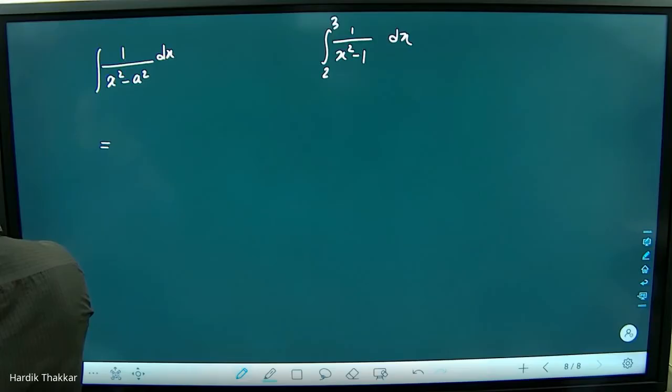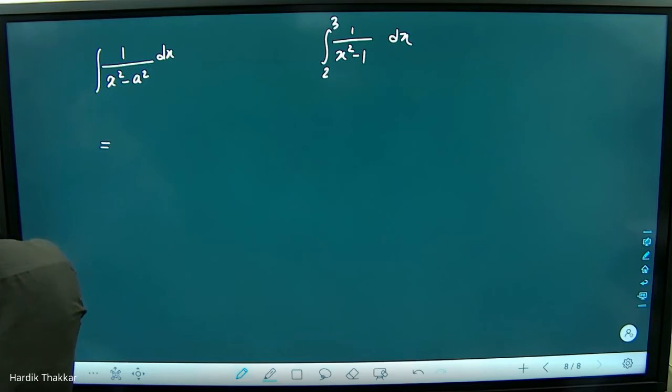Sir, the formulas which we have used in 7.6, like 1 by x square minus a square and something related to that, where we have to use those formulas, we can't use those formulas in these exercises, Sir. The x square minus a square formula is not there. Only in the form of root we have. Okay, let me check.